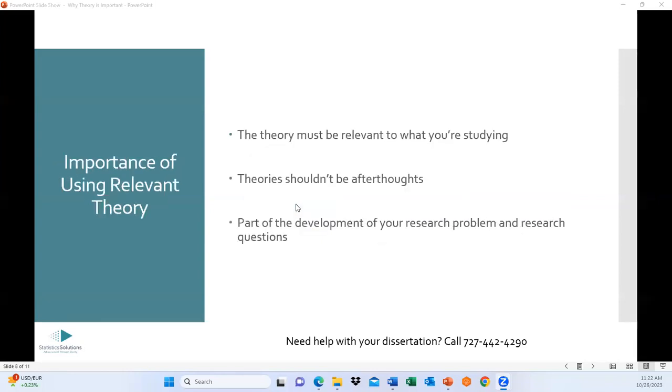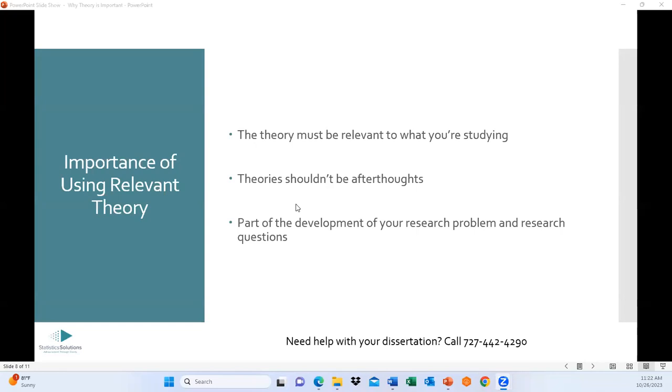The importance of using relevant theory. A theory must be relevant to what you're studying. Right, because sometimes it's difficult. People are like, I need to choose a theory. I need to choose a theory. I don't know what theory. And sometimes it's easy to pick the wrong one, or one that doesn't quite work. I mean, there's not really right and wrong. Right and wrong just means the right one is the one that works, okay, and the one that you can make work.